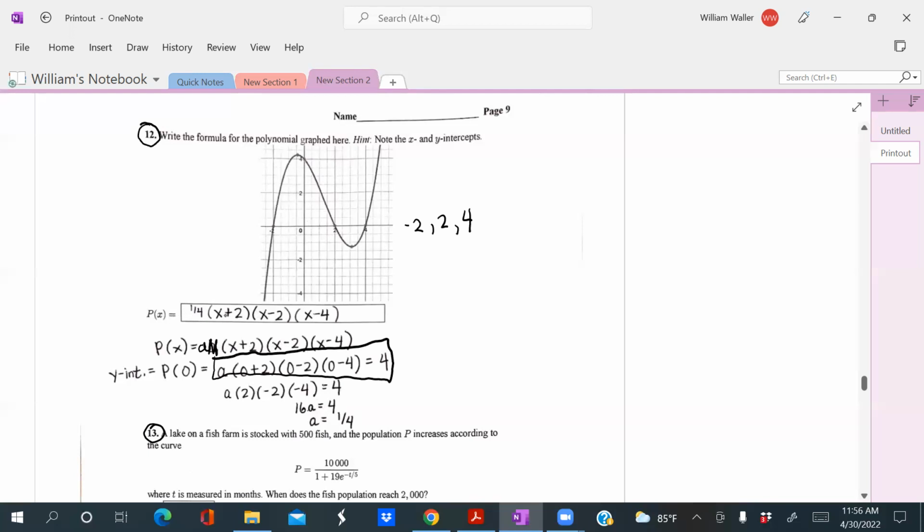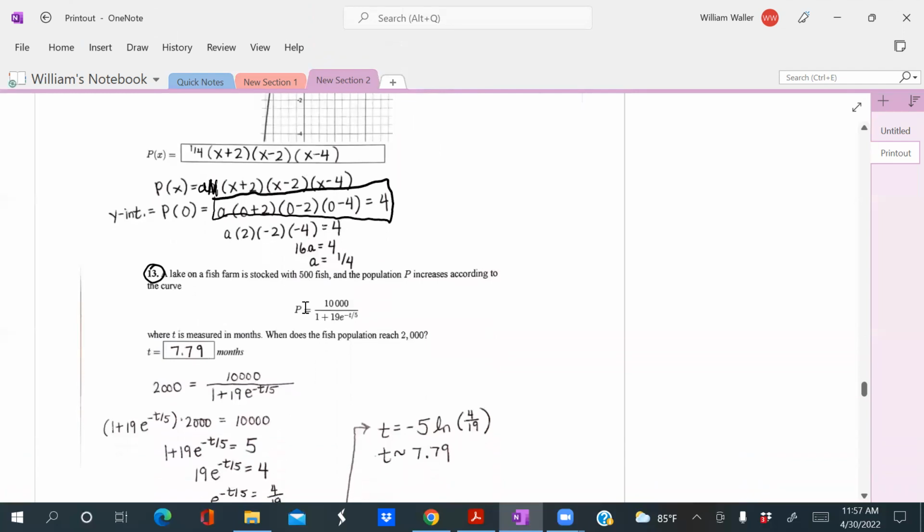P of x is 1/4 times x plus 2 times x minus 2 times x minus 4. You don't have to expand that product. You don't have to multiply x plus 2 times x minus 2 times x minus 4. That's going to take a little while to do, and you don't need to do that. You're not asked to simplify. Here's the formula for the polynomial graphed here in factored form. That's good enough.